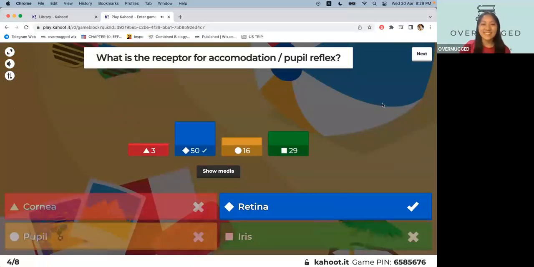Nice. It's the retina. It's the photoreceptors in the retina layer. Okay, and the rest are other structures that are not the photoreceptors, not the receptor.